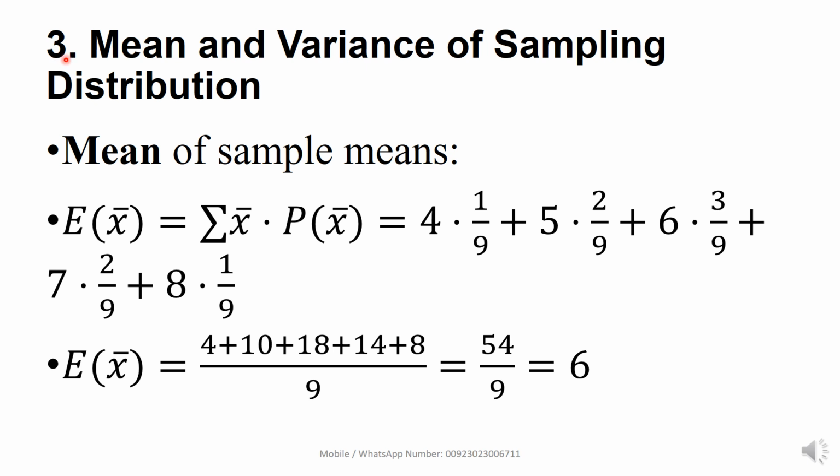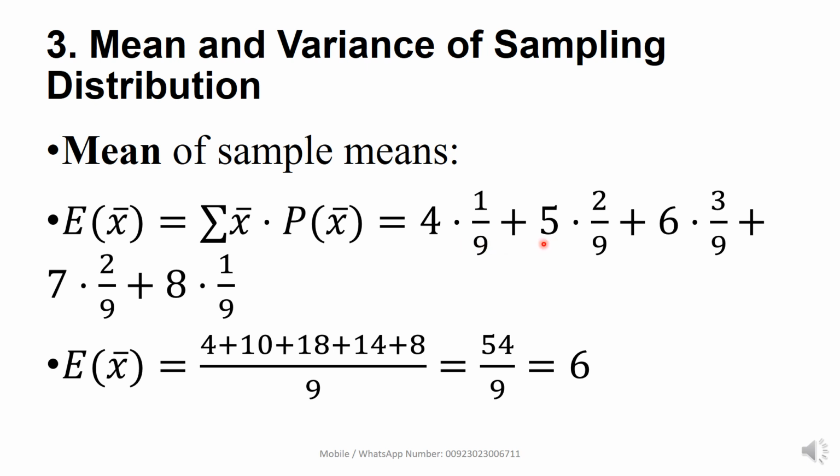Now third point, mean and variance of sampling distribution. Mean of sample means, you must remember this formula. E of x-bar equals summation of x-bar multiplied by P of x-bar, which we have found as the probability. Now the first value of mean, 4, multiplied by 1 upon 9. It means 4 multiplied by 1 upon 9. Then you write a plus sign because summation is given.